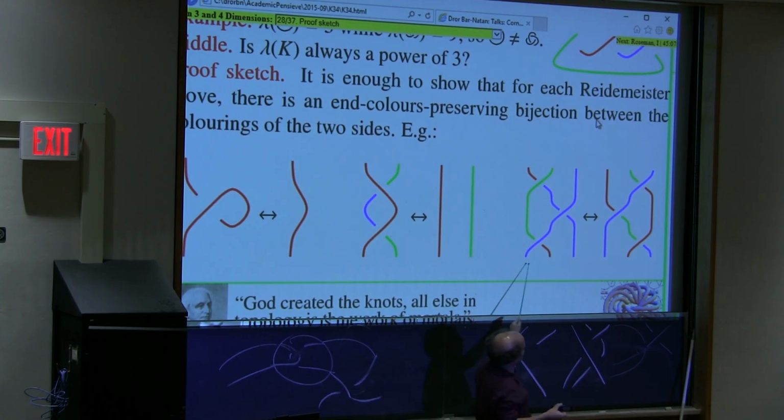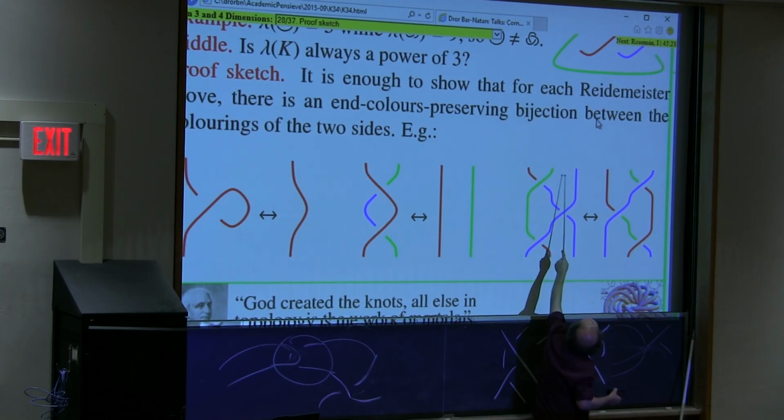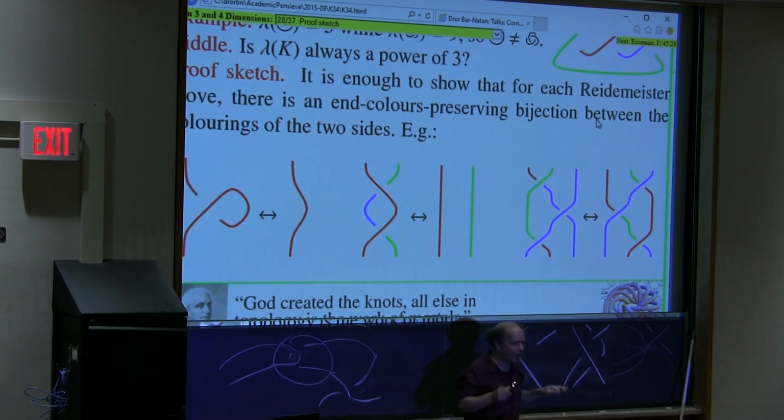And for Reidemeister 3, there are a few more possibilities to check, but here is the check of one of them. So if you start from blue, red, and blue, then at the top you'll have red, green, and blue, and this is forced, and there is only one way to go through it.